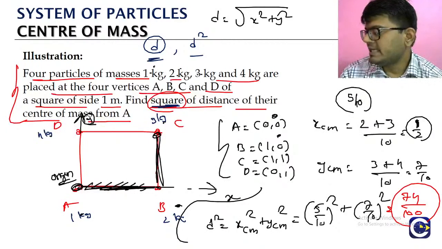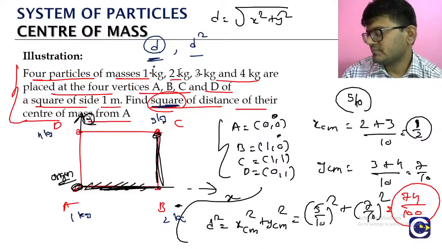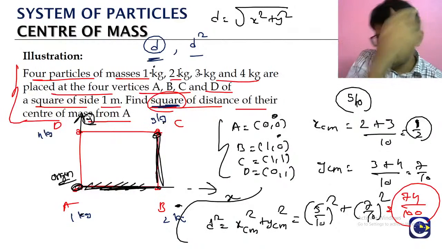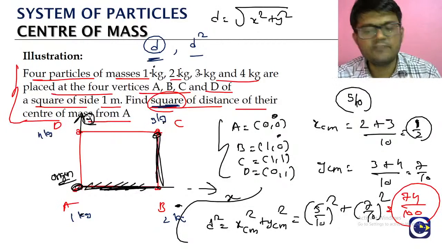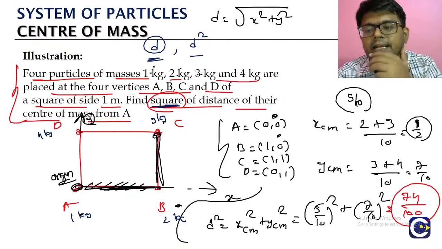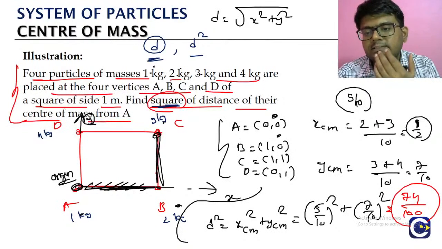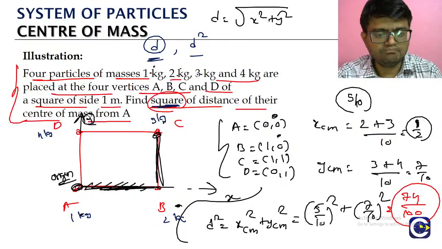So the thing is what? Here they are asking us what is the square of the distance. That is the trick. Okay, so if you are getting that point wrong, means the entire answer will be going for a toss. Is it clear? So this is how we will be able to find the center of mass for a discrete system of particles.